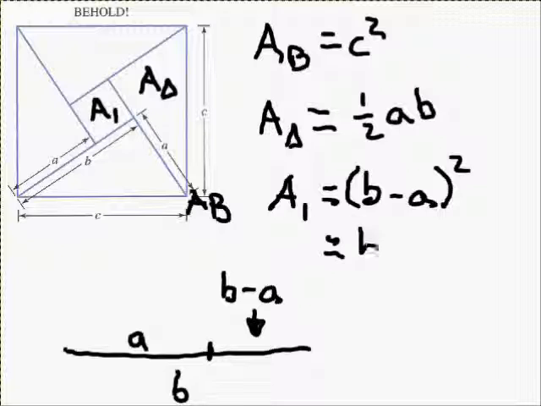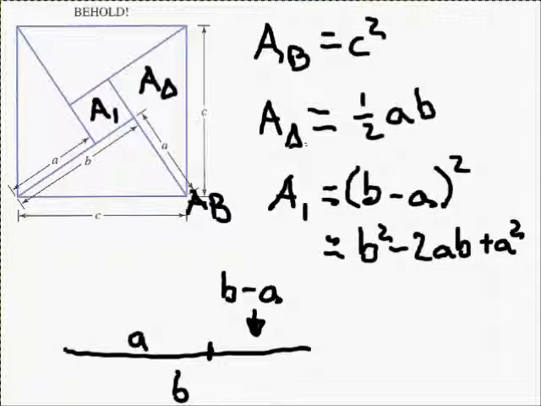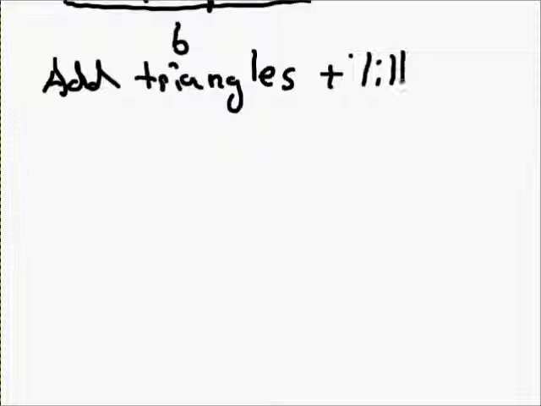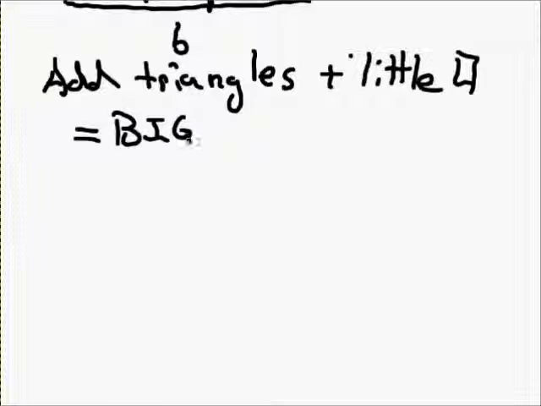Okay, let's expand this. We're going to get b squared minus 2ab plus a squared. Cool. And before we scroll down a little bit here, let's just take note that there's 1, 2, 3, 4 triangles. So we're going to add triangles and the little square, and it's going to be equal to the big square.